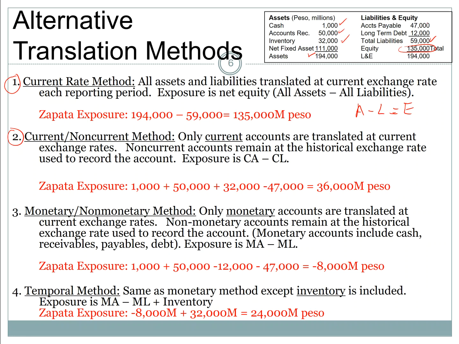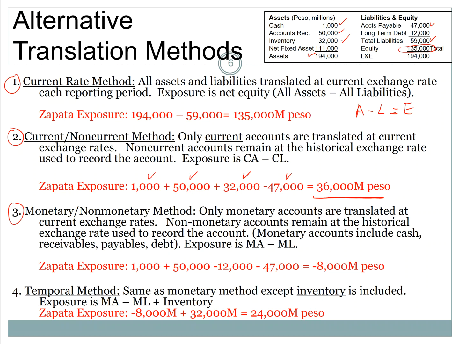inventory, accounts payable. So these are my cash, accounts receivable, inventory, and accounts payable. Those would be considered short-term assets and liabilities. So in that case, the firm has a net asset position of 136,000 pesos. So in this case, again, the firm is exposed to a devaluation of the currency because only these accounts get revalued.